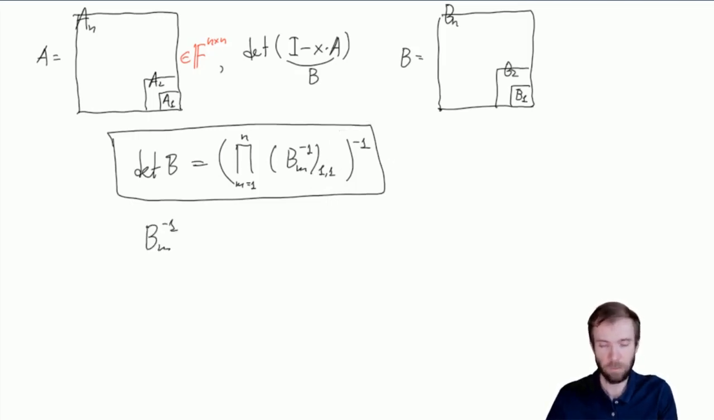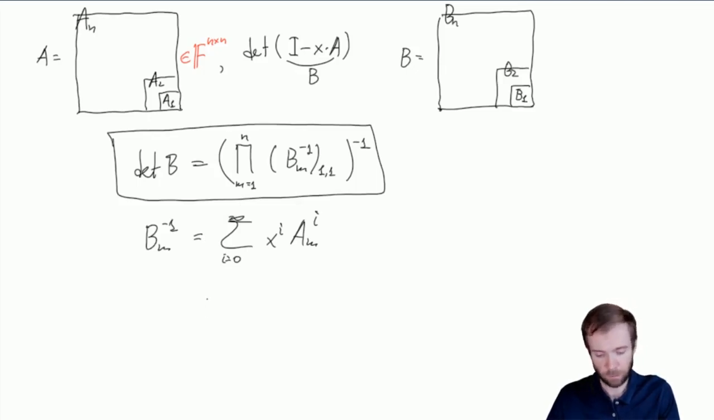And to compute Bm inverse, we can use the following symbolic identity. Power series for Bm inverse. This would be the formal sum for i from 0 to infinity, x to the power of i, Am to the power of i. If we formally multiply this series by Bm, we'll get the identity matrix indeed.